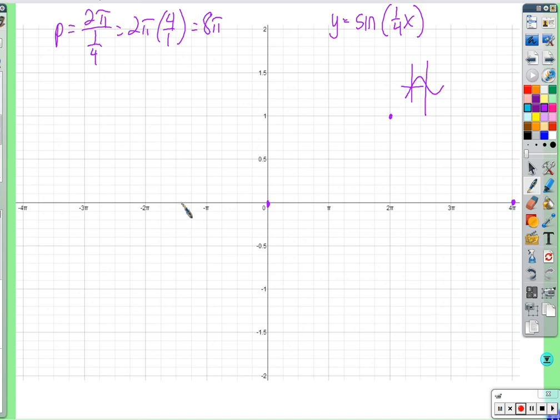Then we go over here. We know we should go through the other half of a cycle. It can be negative 8. 2 pi will be a negative 1. So now we can finish the cycle, just like that. We need a bigger paper.